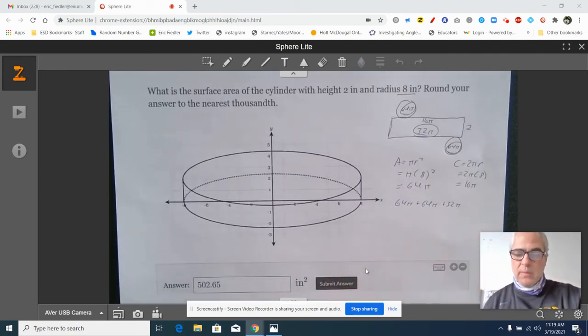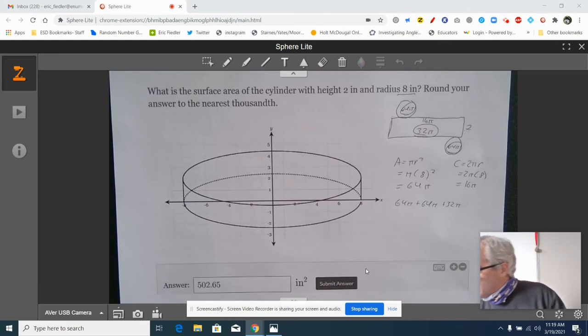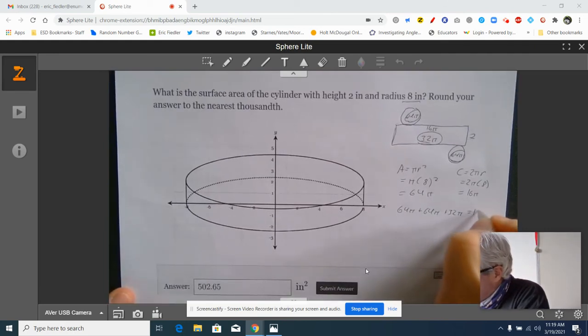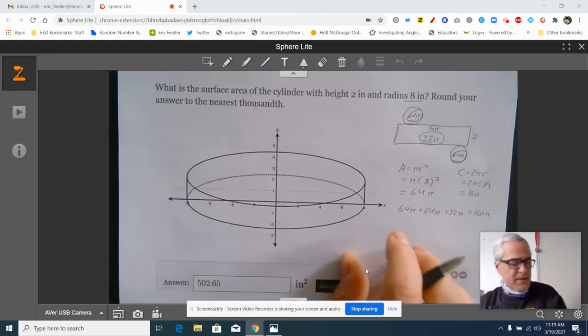Can't do it in my head. Hang on with the calculator for a sec. See, 64 plus 64 plus, what do we say, 32 equals 160 times pi, which should be my answer.